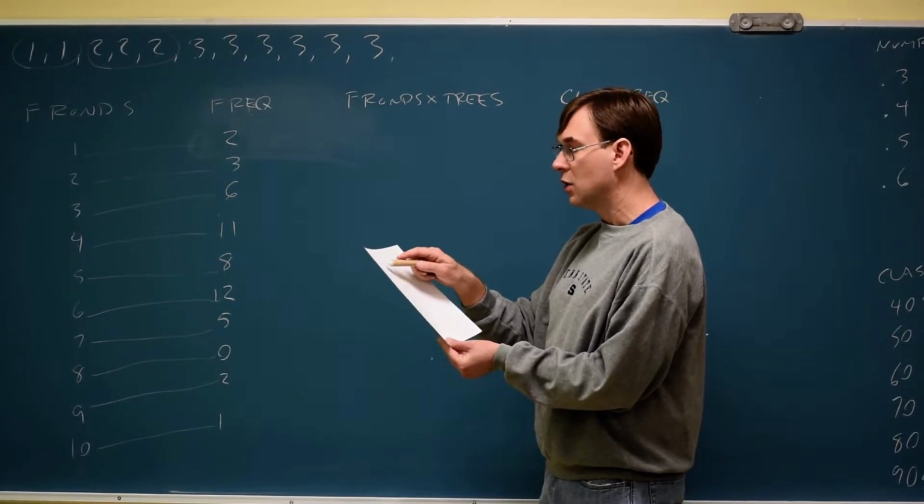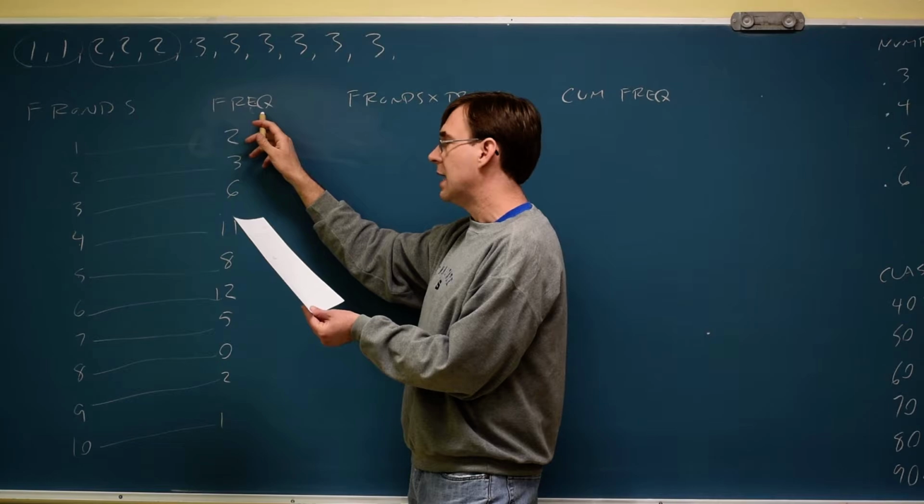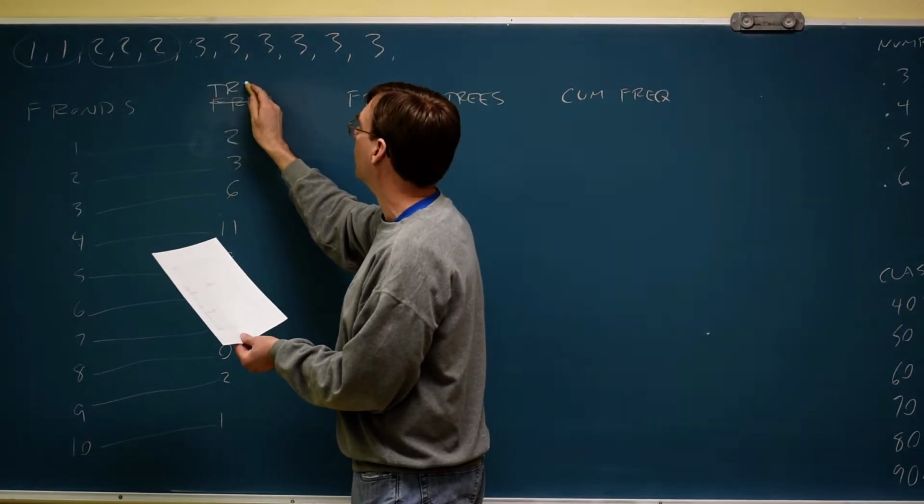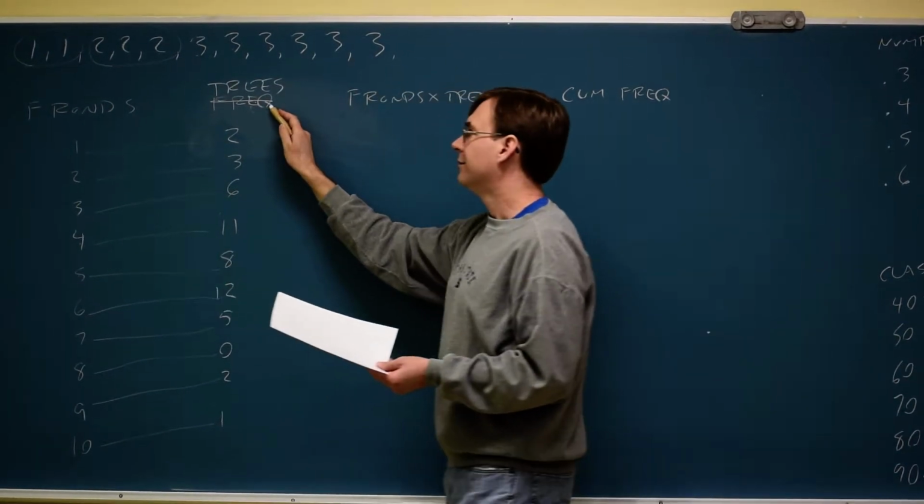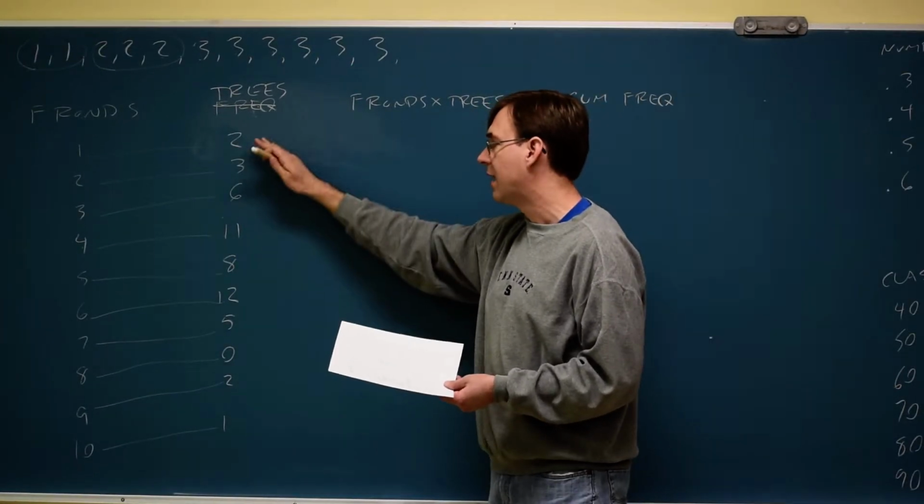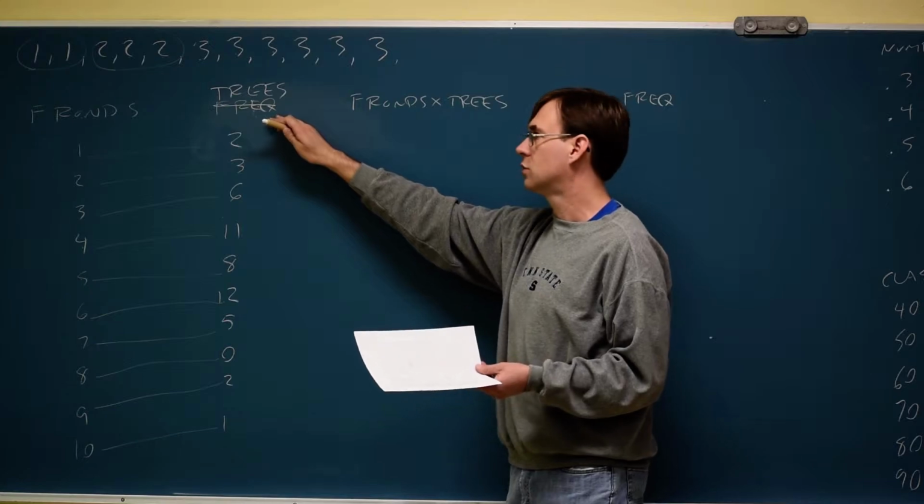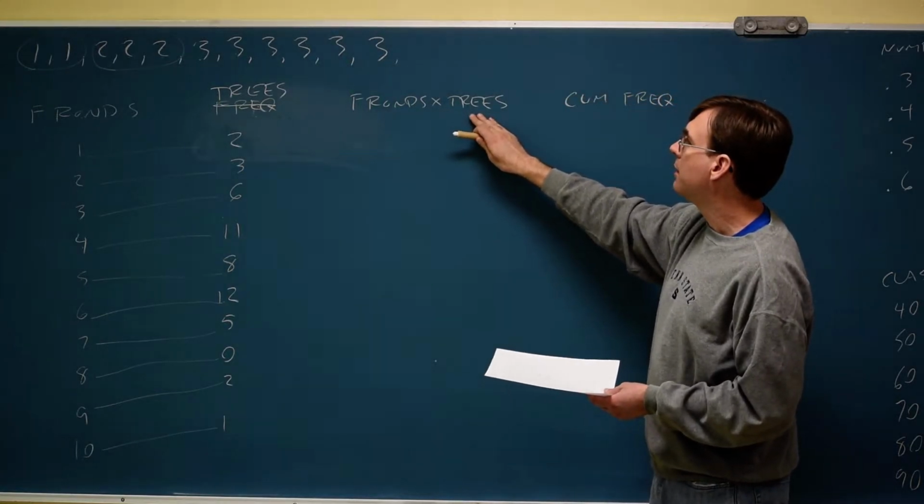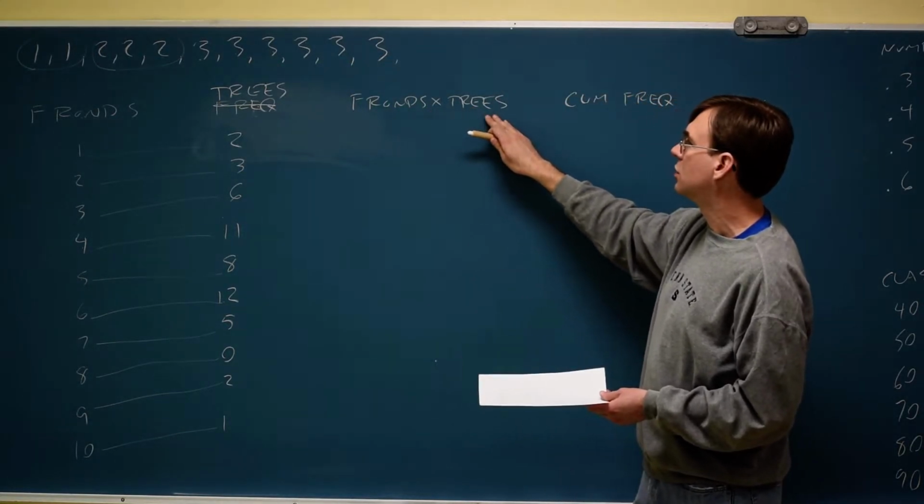The first empty column, after the column on the paper labeled trees, frequency is just a synonym for a count of how many items you had. In this case, it was trees. We could make a column here now for the fronds times the trees.